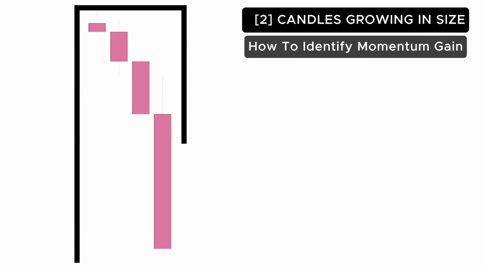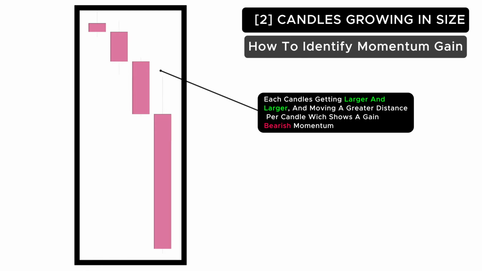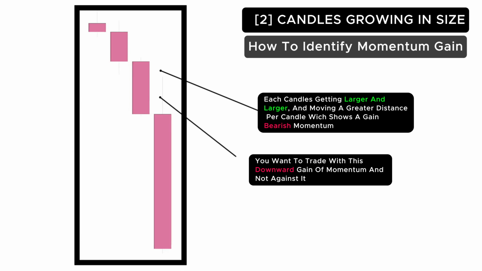And in a downtrend, notice again how each candle is getting larger and larger and moving a greater distance per candle, which shows a gain in bearish momentum. You want to trade with this gain of bearish momentum and not against it.